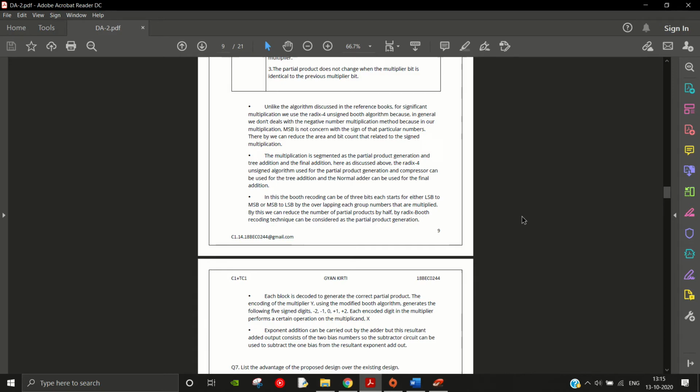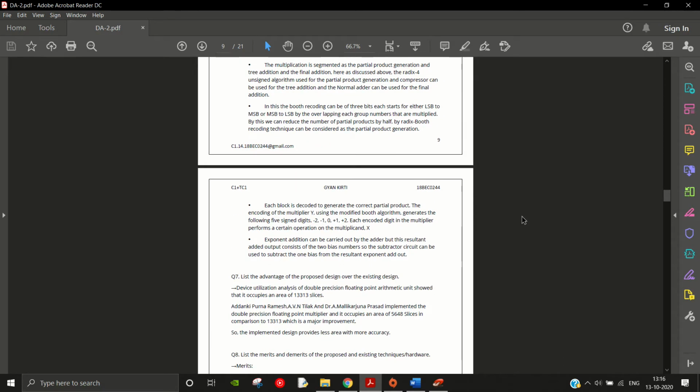Also, in this, Booth recoding can be of 3 bits. Each group starts from either LSB to MSB or MSB to LSB, overlapping each group's numbers that are multiplied. By this we can reduce the number of partial products by half. The radix Booth recoding technique can be considered as the partial product generation.